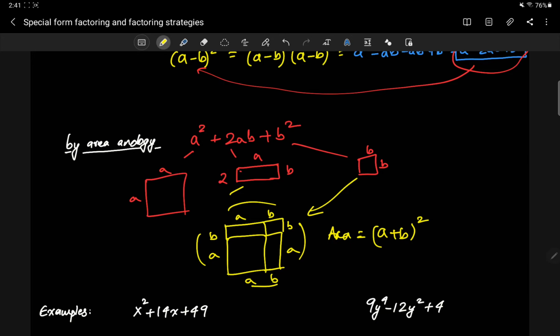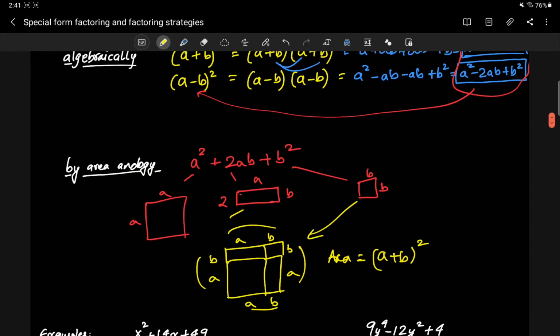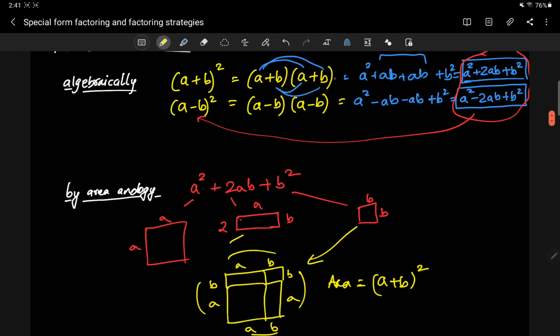Okay. So using the area method as well, things work out pretty much fine, which makes sense because we've already seen this using algebra. So obviously using the area method should not be giving me any different result.